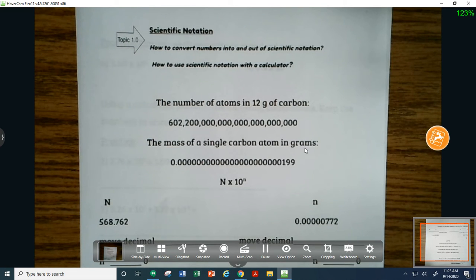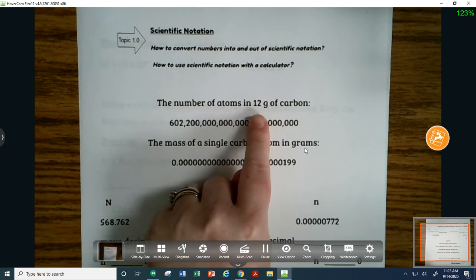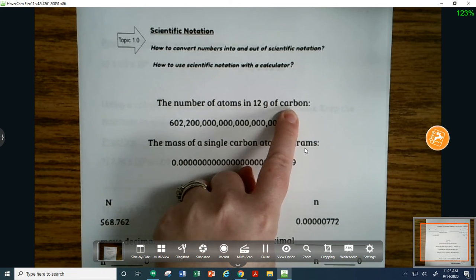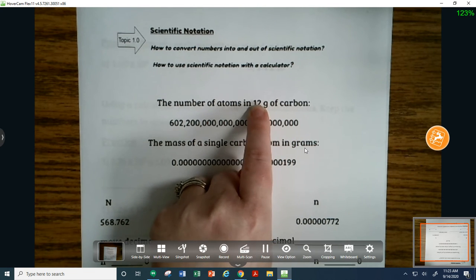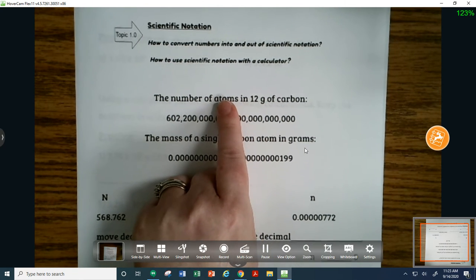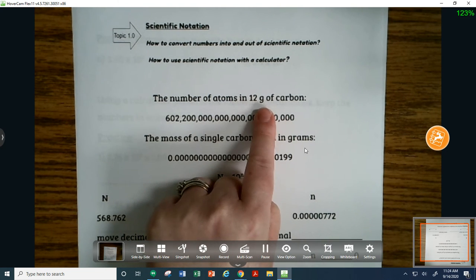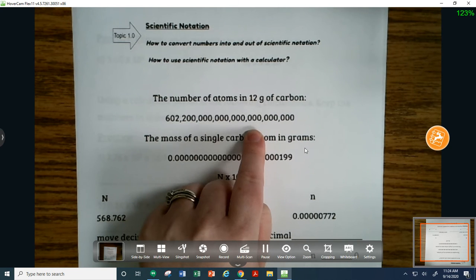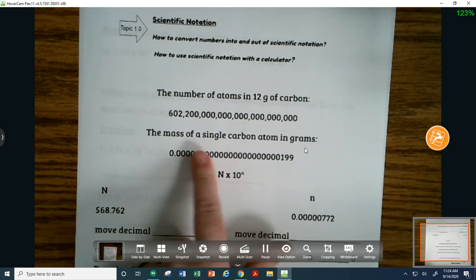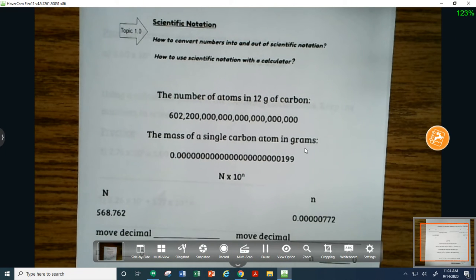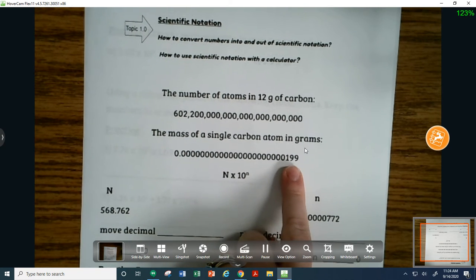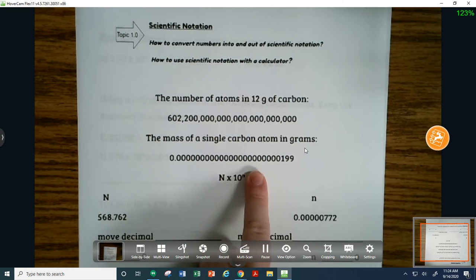So, in chemistry, we oftentimes work with numbers that are very large and very small. If you had a 12-gram sample of carbon, so it could be like charcoal or it could even be diamond, and you wanted to count the number of atoms, this is how many atoms would be in that number of grams of carbon. So a very, very large number. And lastly, if we want to know the mass of just one of those atoms of carbon within that 12-gram sample, this is the mass of one of those. So a very, very large number, and a very, very small number.